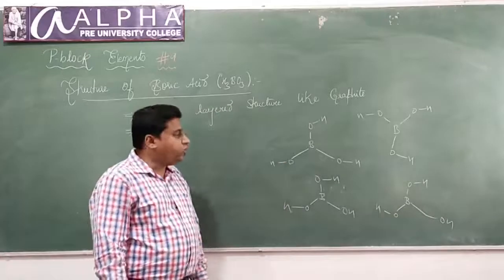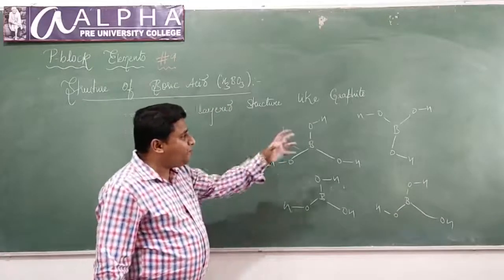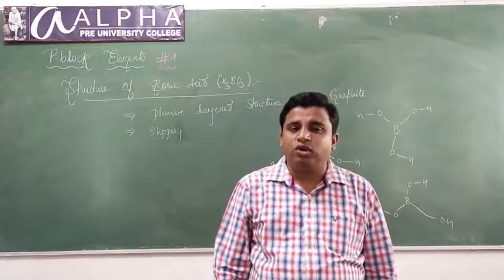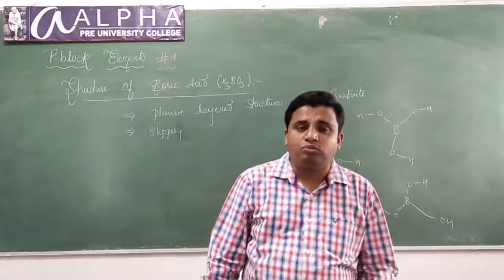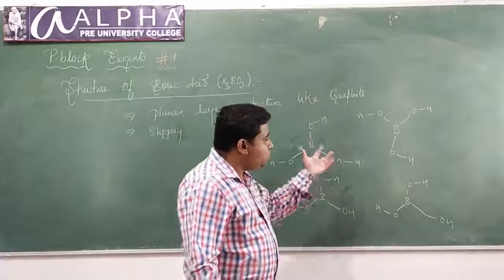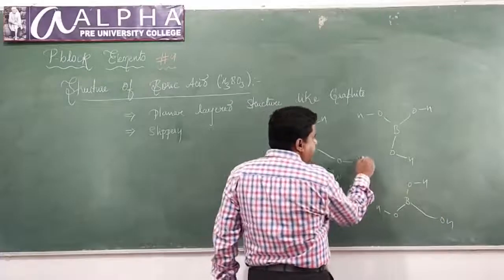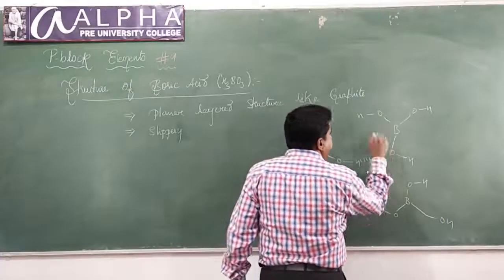What are they going to form? All the boric acid molecules are held together by hydrogen bonds. The boric acid molecules are held together by what? Hydrogen bonds. Look here. Don't you think there is a hydrogen bond here? Yes, there is a hydrogen bond here.